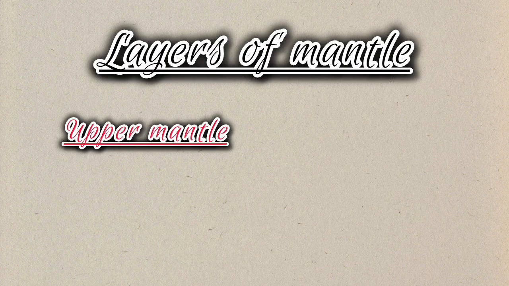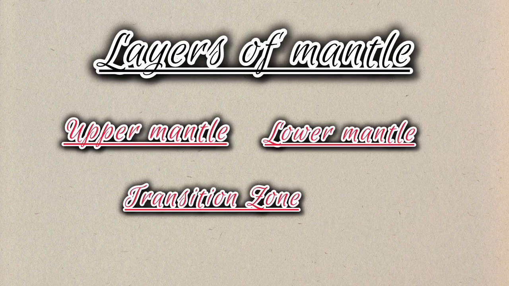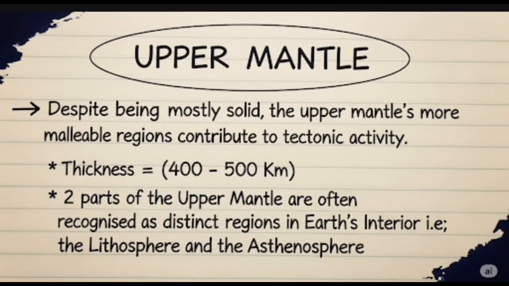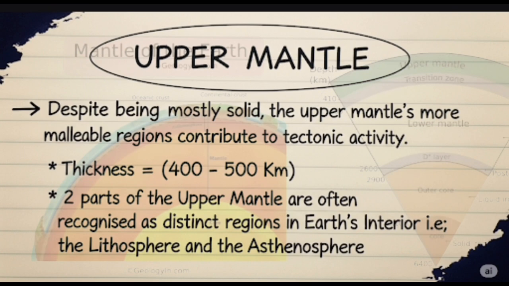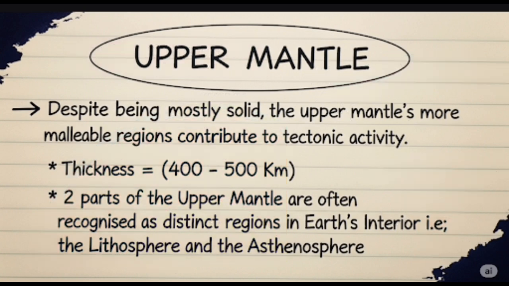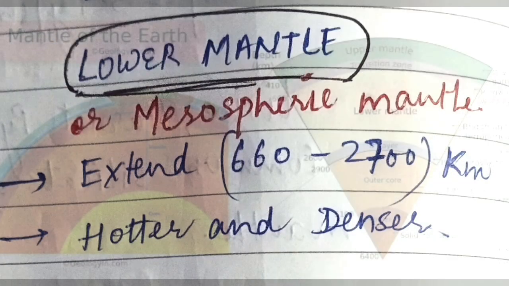Now we know how important the mantle is, so let's break it into different layers. There are three different layers: upper mantle, transition zone and lower mantle. The upper mantle, despite being mostly solid, is a more malleable region that contributes to our tectonic activities. The thickness lies from 400 to 500 kilometers. The two parts of the upper mantle are often recognized as the lithosphere and asthenosphere.